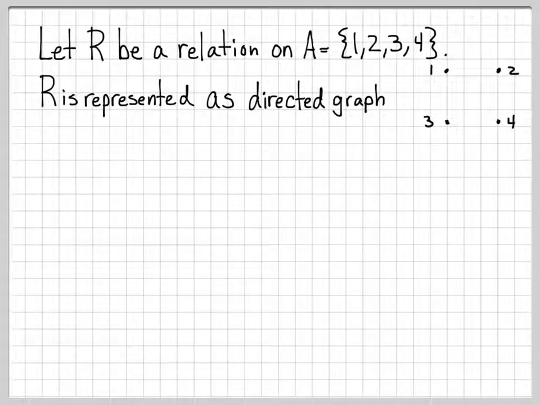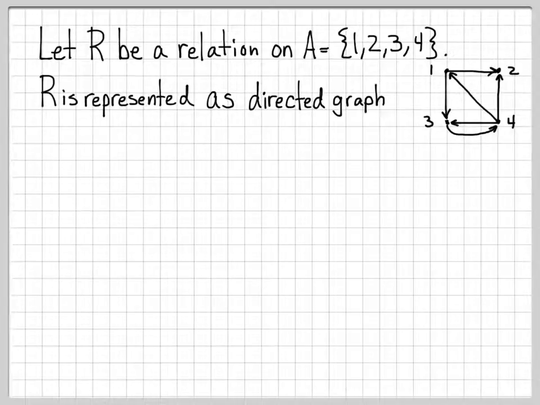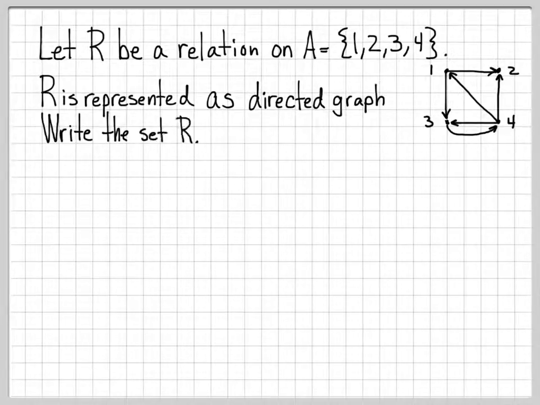So we're going to represent R as a directed graph, and here's the directed graph we're going to use. There are the nodes 1, 2, 3, 4, and these directed edges describe the relation R. Depending on where you start and where you end up, this is essentially describing the elements of the relation R in a graphical form. And by looking at this, we can write down the elements of the relation R in set notation. So the first thing we're going to do is write the set R from looking at this directed graph.